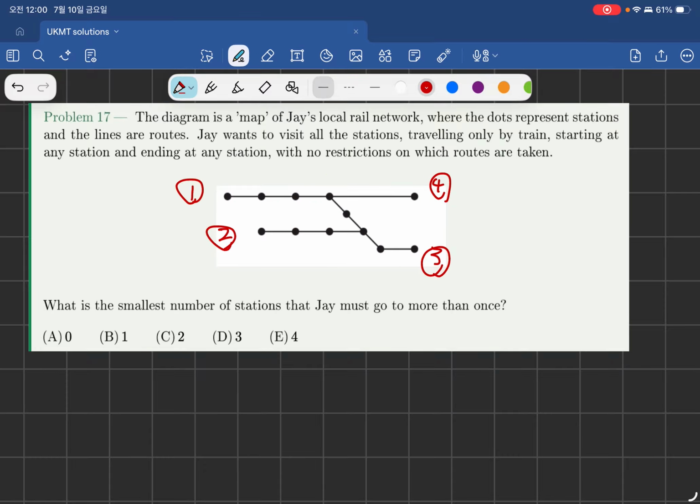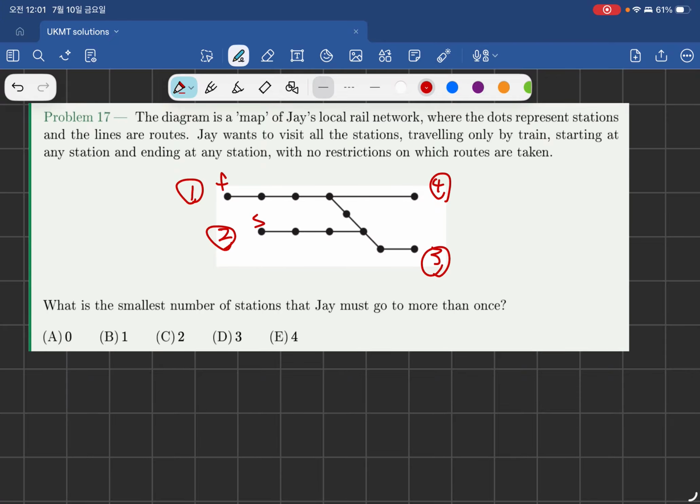Now, because we want to minimize the number of stations that J must go more than once, we don't want to go to station 1 and station 2 in the middle of the course, because that would maximize the number of stations that he has to go twice. So station 1 and station 2 should be the stations that J starts from, or that J should end. So I'm going to just say station 2 as the starting point and station 1 as the finishing point, which means that we're going to station 3 and station 4 in the middle of the course.